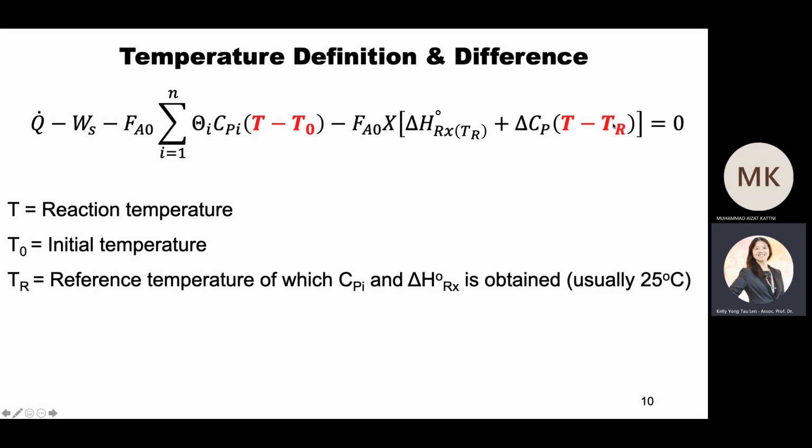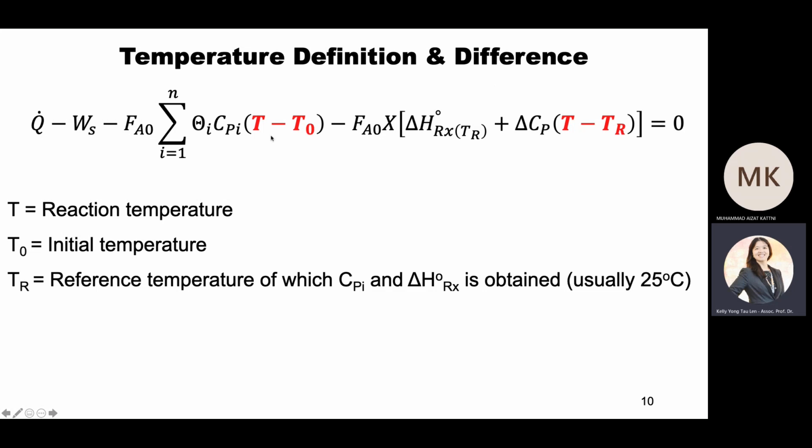Okay, so you can see here, kita ada banyak temperature yang berlainan dalam equation kita. Okay, so previously kita belajar masa kira Q, kita ada TA. So TA tu refers to your heat transfer fluid punya feed temperature. Tu untuk kira Q. Dan in this equation pun ada lagi 3 jenis T yang berlainan.